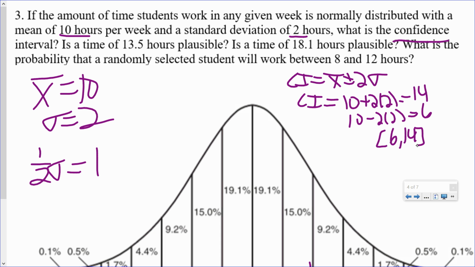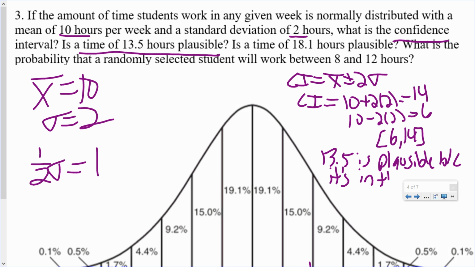Now that I have that, is a time of 13.5 hours plausible? Well, this is the range of expected values. I don't care how close it is to the edges. If it's inside, it's plausible, it's expected. If it's outside, it's not. So is 13.5 between 6 and 14? Yes. 13.5 is plausible because it's in the confidence interval.